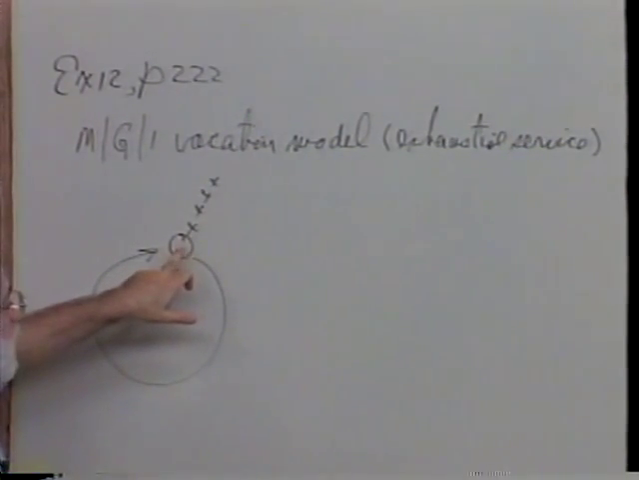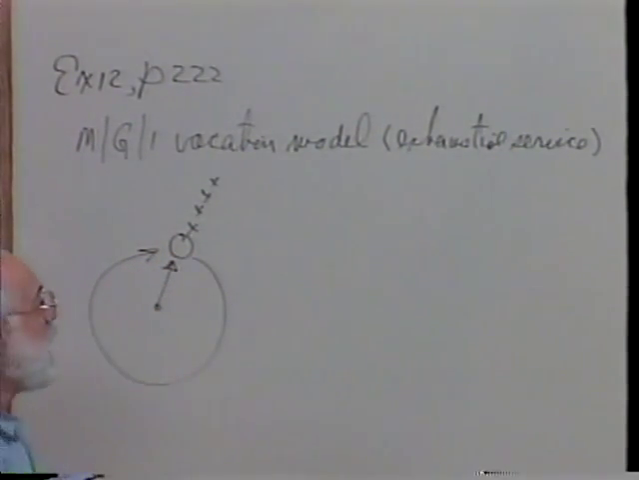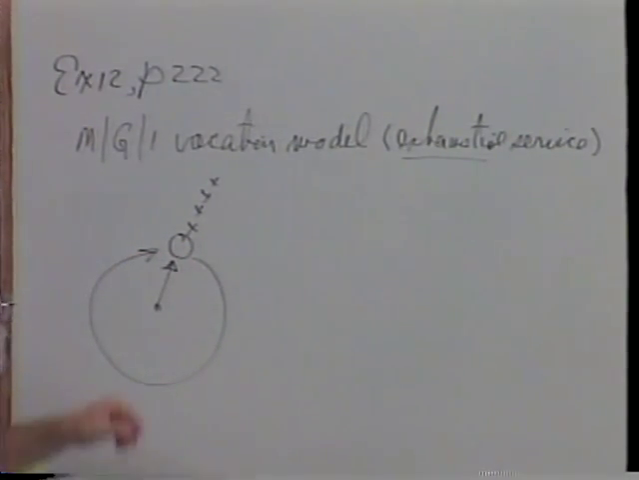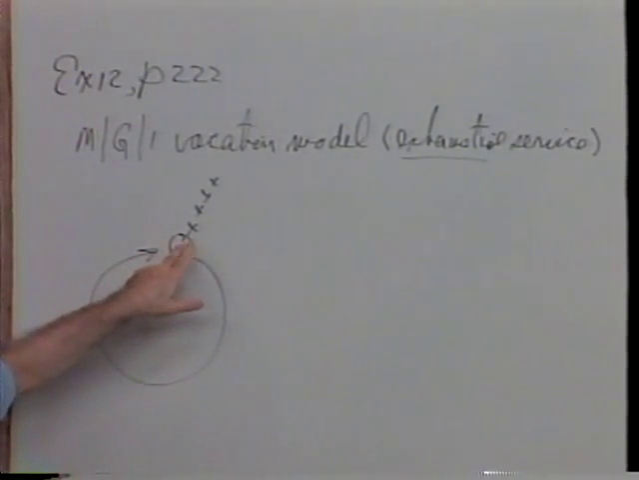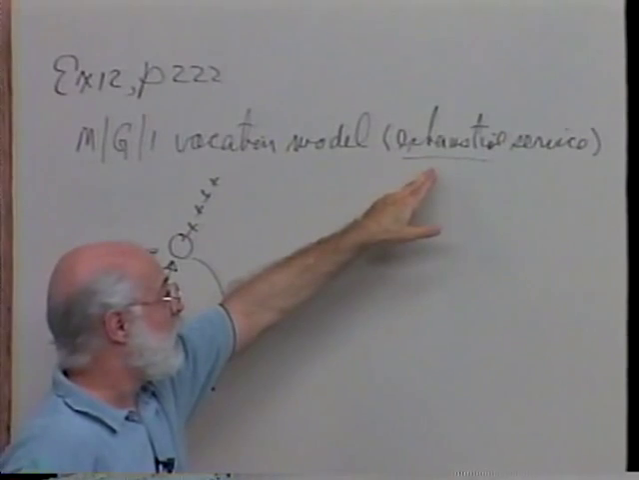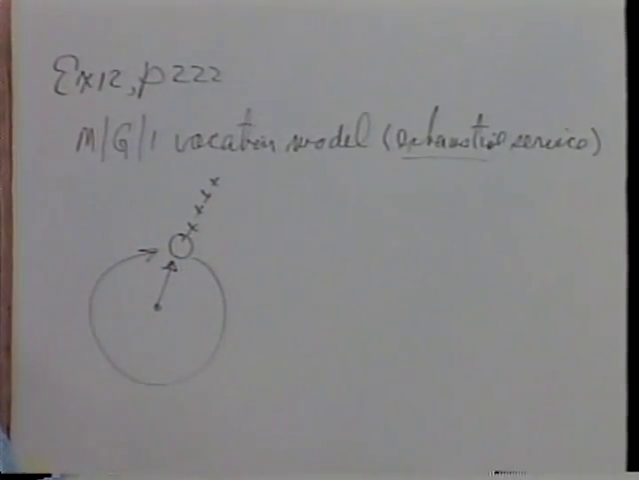The fact that when he returns from vacation, he doesn't leave again until all the work at that station is finished, that's the exhaustive service part. So you could have cases in which the server takes a vacation at other times. But in the model I want to look at, which is the most basic model, the server works until there's no more work to be done, and then he takes his vacation.